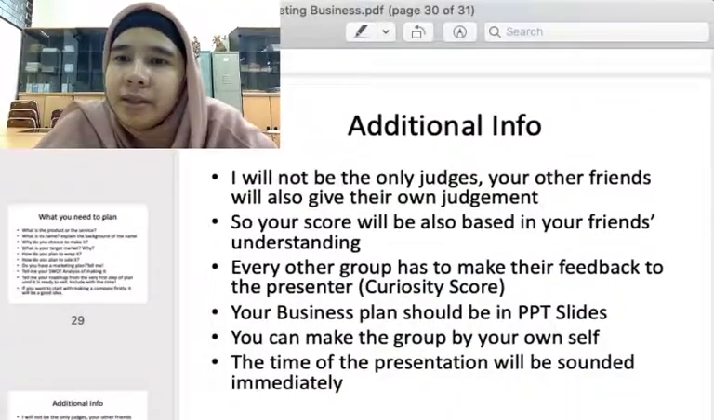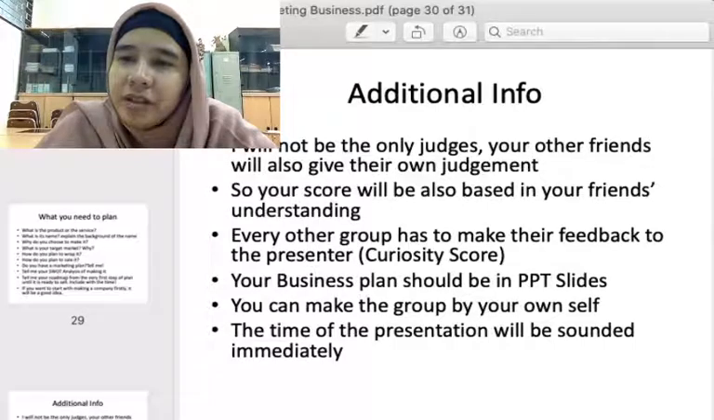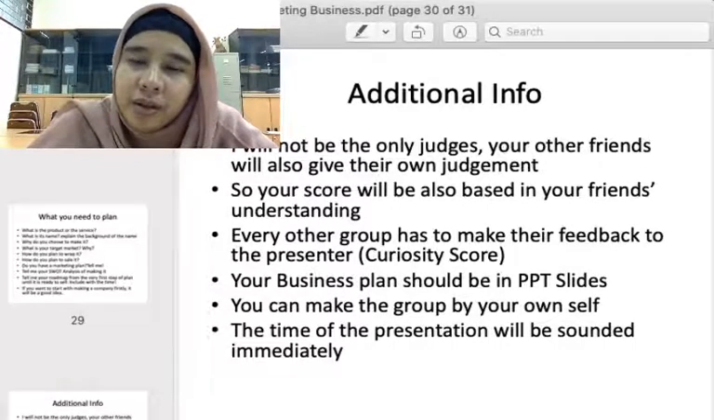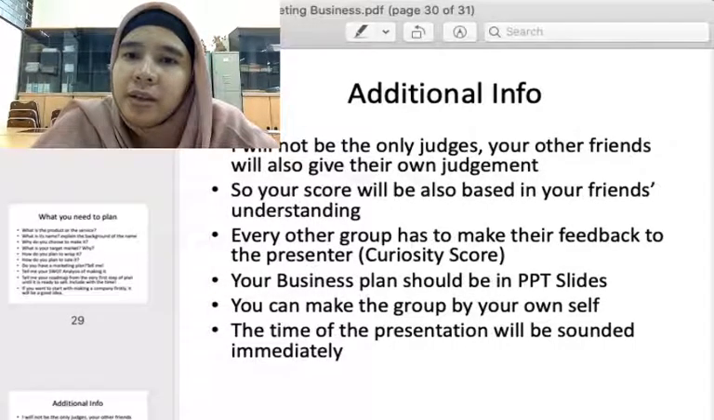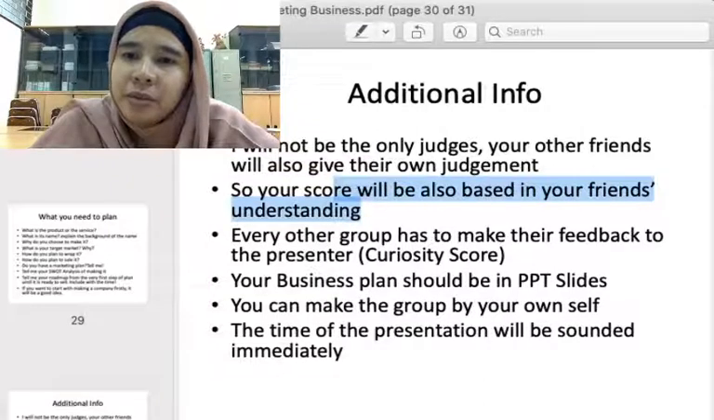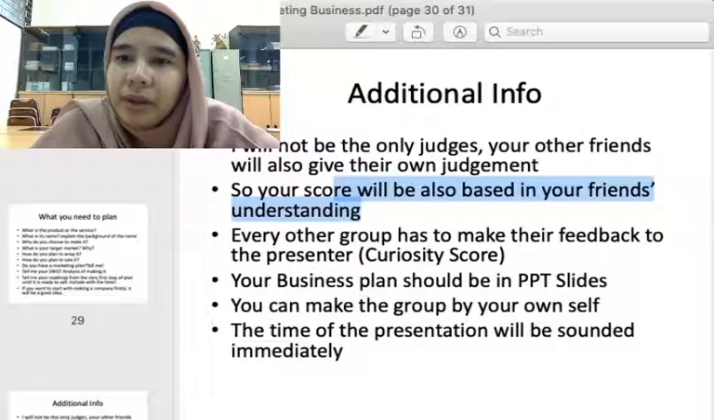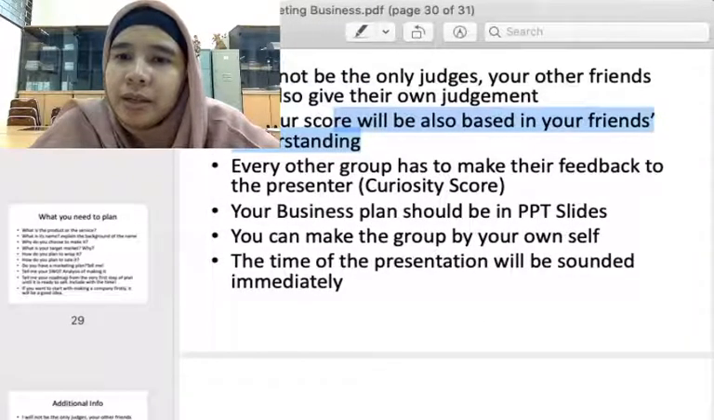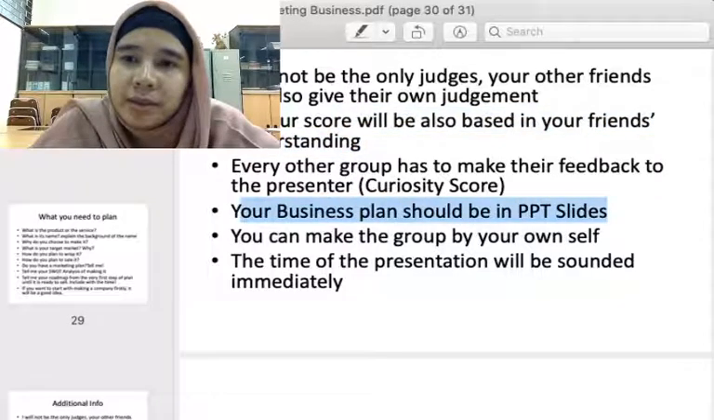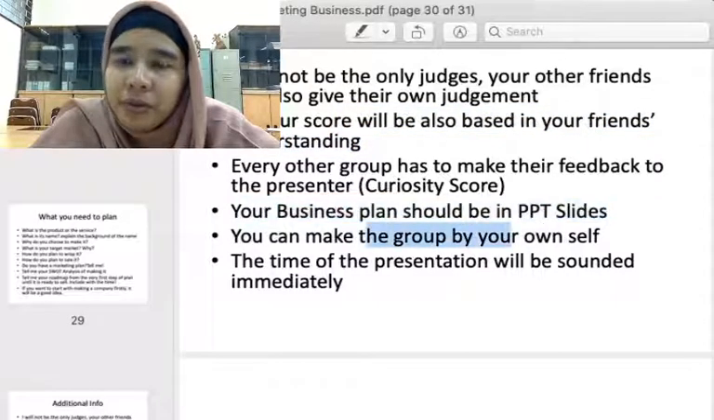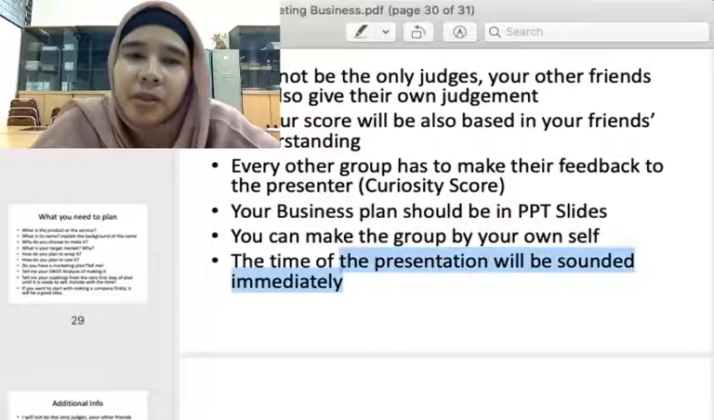I am not the only judge. Your friends will also judge your business plan, and your score will also be based on your friends' assessment. Every group's business plan should be in PowerPoint slides. You can form the group by yourself. The title of the presentation will be announced immediately.